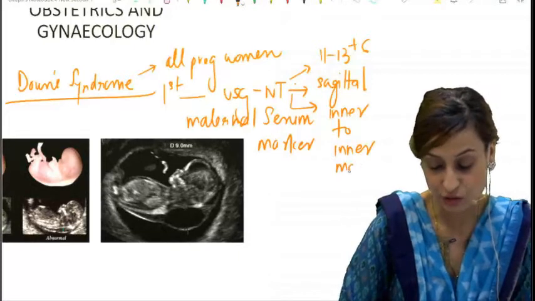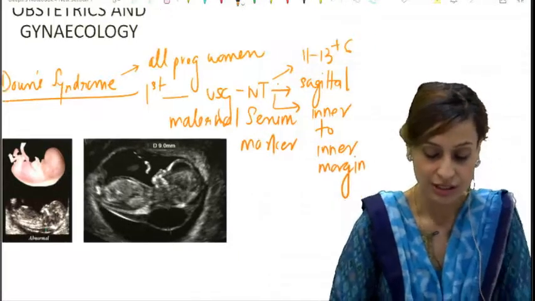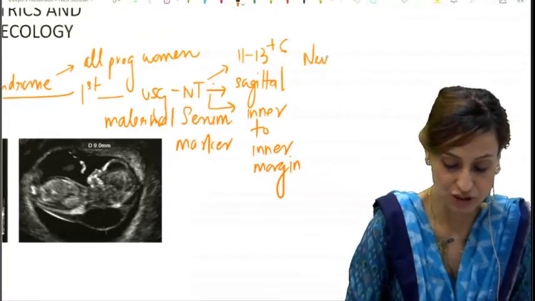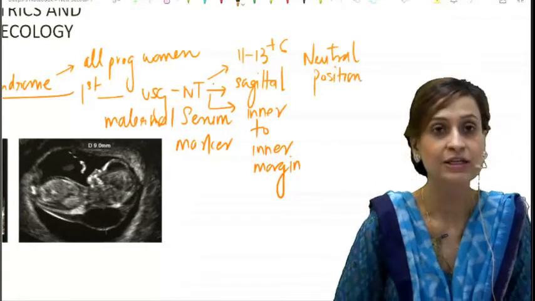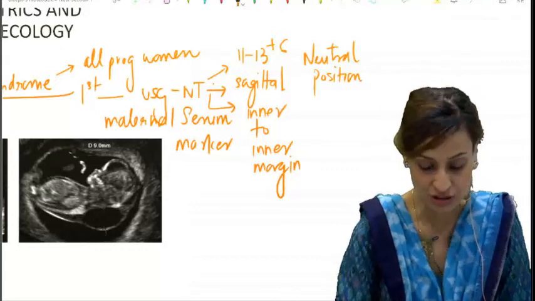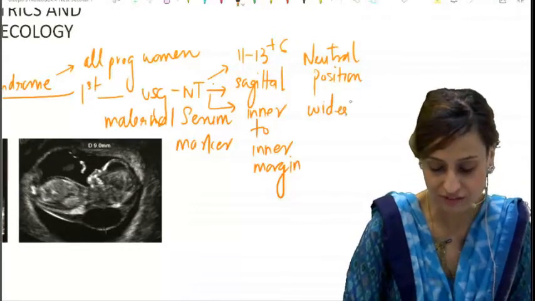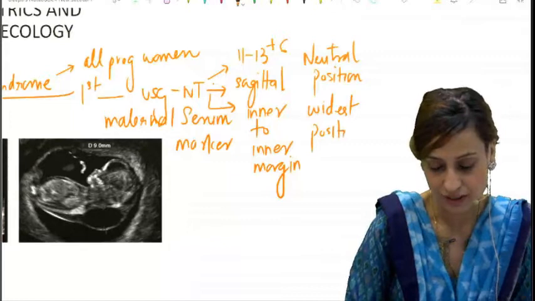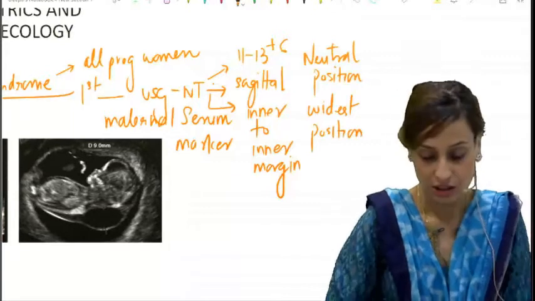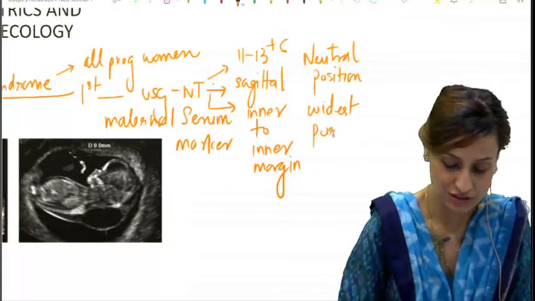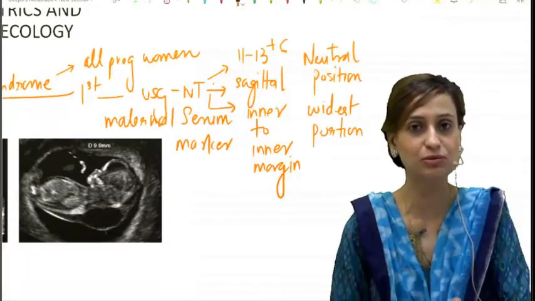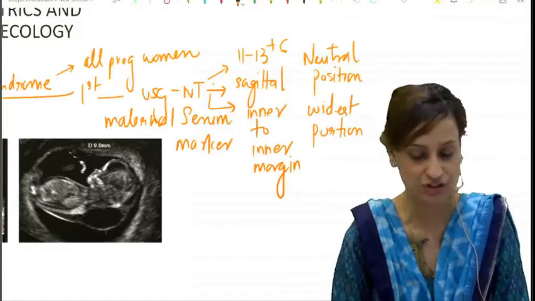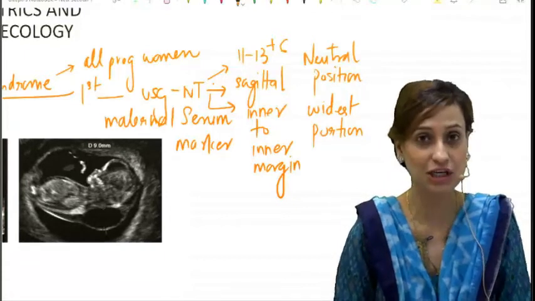So they are going to be from the inner to the inner margin, and the head of the baby should be in the neutral position. So not in extension and not in flexion. The head should be in the neutral position, and you should take the markings at the widest position. At the widest portion of the translucency, you should take the reading, and you should take multiple readings and then take the average. So these are some of the things that you have to keep in mind.